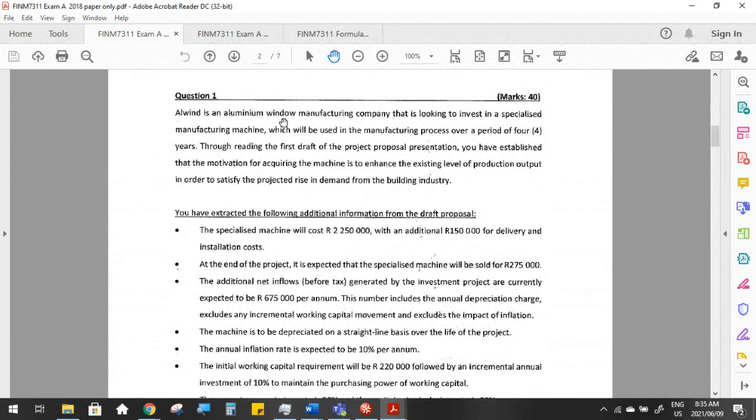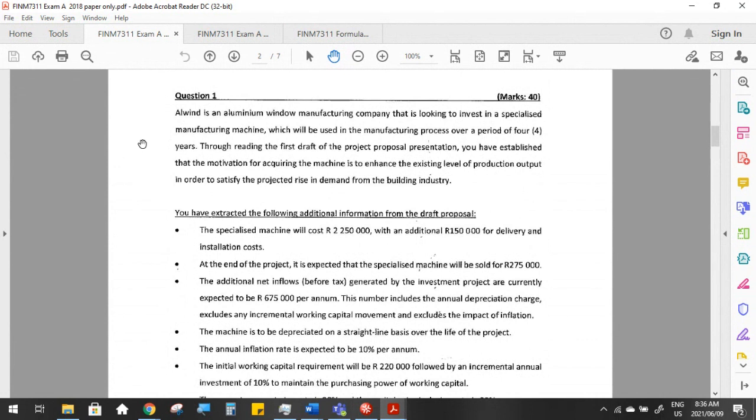It says Allwind is an aluminium window company that's looking to invest in a specialized manufacturing machine, which will be used in the manufacturing process over a period of 4 years. Through reading the first draft of the project proposal presentation, you've established that the motivation for acquiring the machine is to enhance the existing level of production output in order to satisfy the projected rise in demand from the building industry. So they're just bringing in a bit of the theory there.